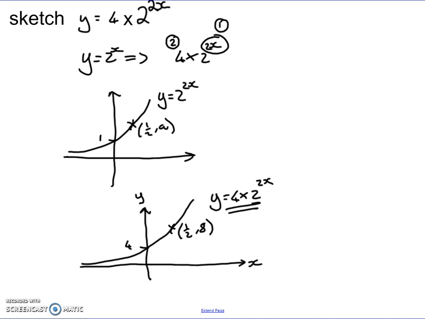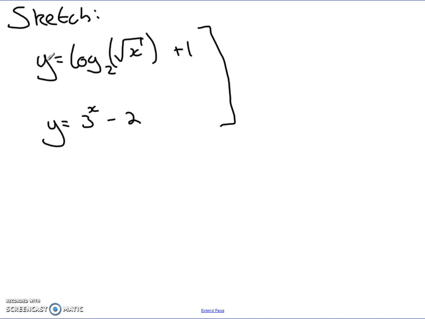Right, your turn to have a shot at a couple. Here's 2 for you to do. Y equals log to the base 2 of the square root of x plus 1, and y equals 3 to the power of x, take away 2. Have a go at both of those. That's what we're going to start the lesson with. See how you get on with it, and then you can get cracking with some work. Good luck.